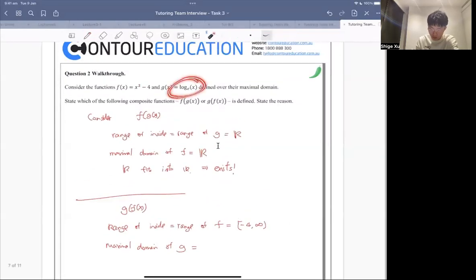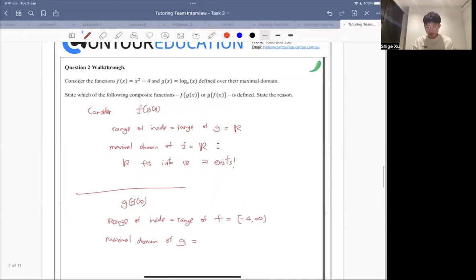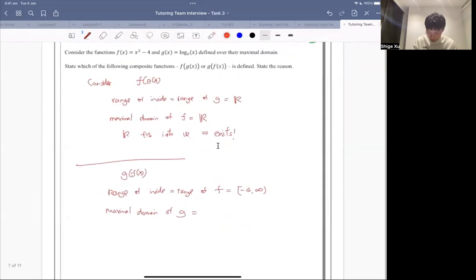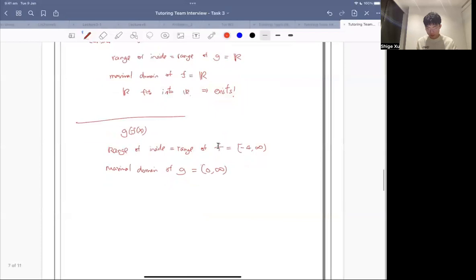We have a log of x. If you know your logs well, logs can only take positive values, because basically, the base e raised to any power is always positive. So x is always positive. So the maximal domain of g is positive, so it goes from 0 to infinity.